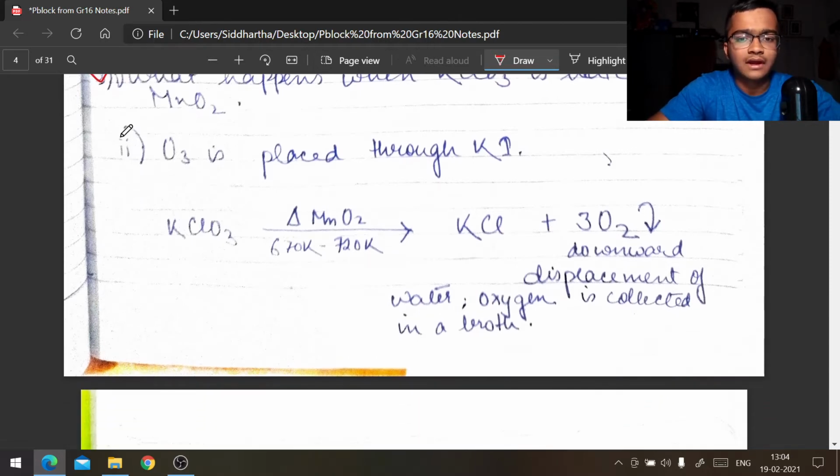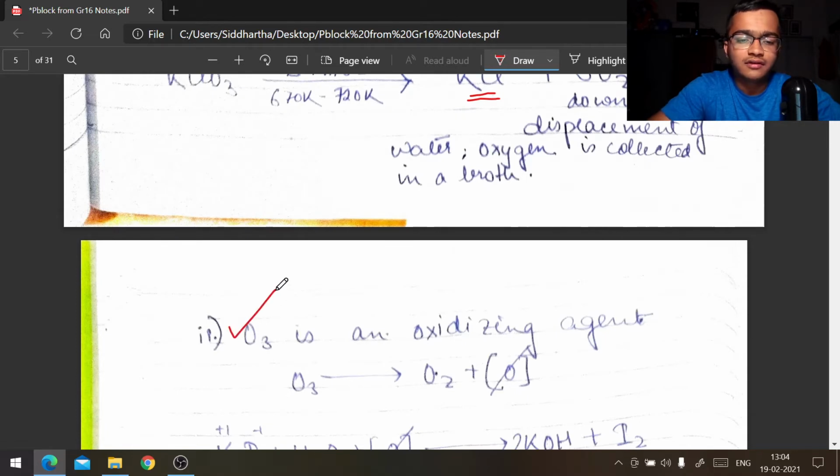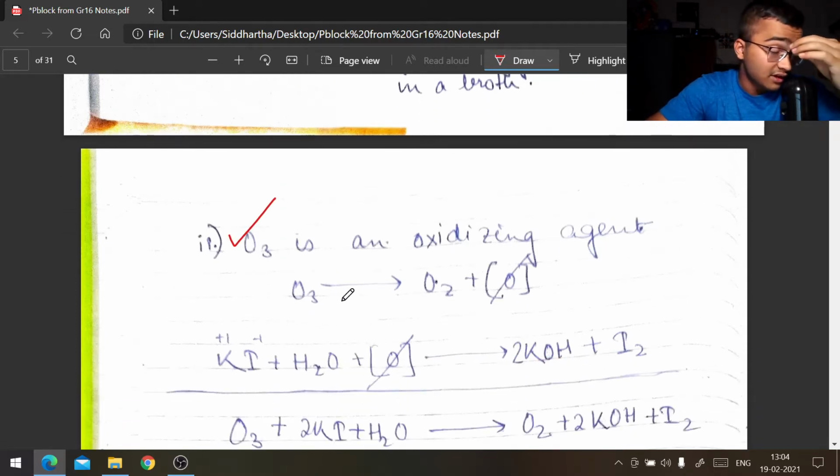Okay, NO2 is passed over KI. I will come to that later on. Now KClO3 is potassium chlorate. When you heat potassium chlorate with MnO2, we get KCl, which is potassium chloride, and oxygen, which is collected by the downward displacement of water. And O3 is an oxidizing agent, right? O3 oxidizes other substances to give oxygen and nascent oxygen.